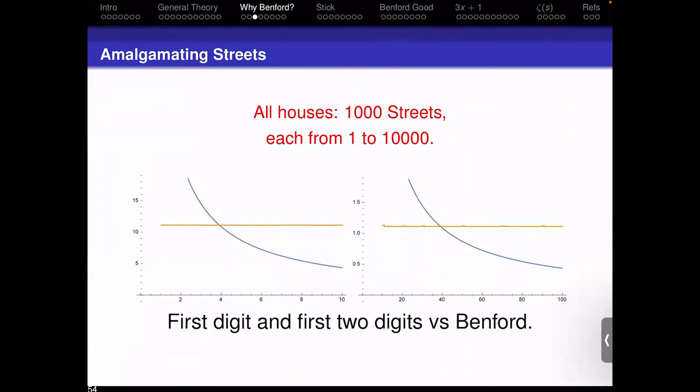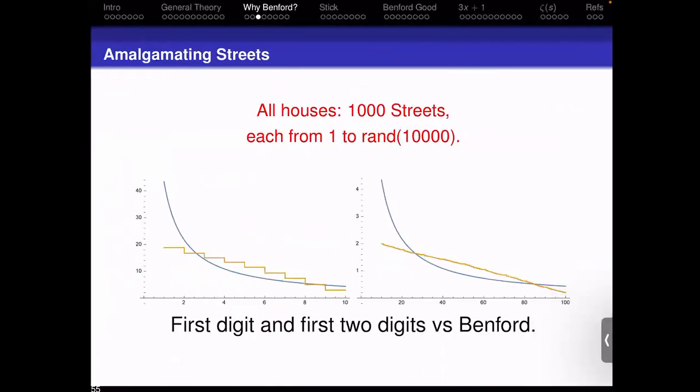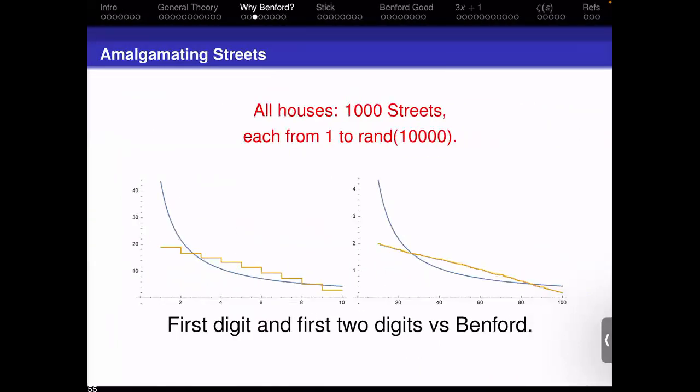And if you look at this, you see, not surprisingly, that the data is not close at all to Benford. It's really nice and uniform in terms of the leading digits. Now what we're going to do is we're going to have 1,000 streets, and for each street I'm going to choose its length to be a random number chosen uniformly from 1 to 10,000. And when I do that, it's still not Benford, but it's closer.